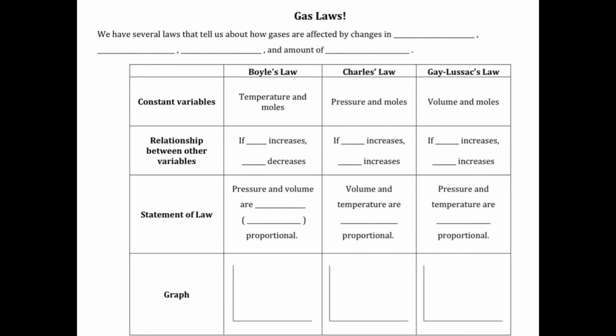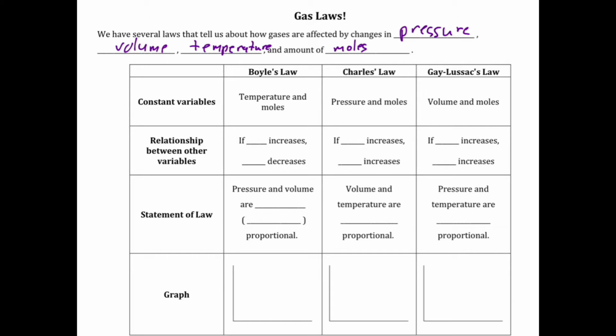Now we have these three different laws that we're going to talk about: Boyle's law, Charles' law, and Gay-Lussac's law. And what we're going to do is talk about the relationship between pressure, volume, and temperature. And so these laws tell us the effects of changing pressure, volume, temperature, and amount of moles. And so these laws tell us the relationships between those.